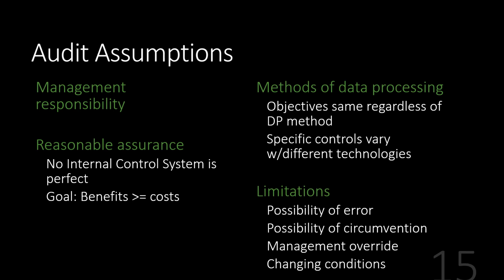There are possibilities of errors that slip through. There are possibilities that controls can be circumvented by employees that are highly motivated. Management can override controls. And of course, changing business conditions change the valuations in particular of various items in the financial statements. So let's think about those controls.